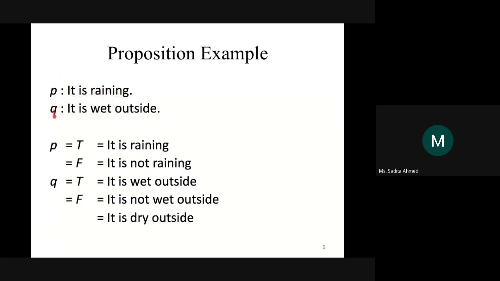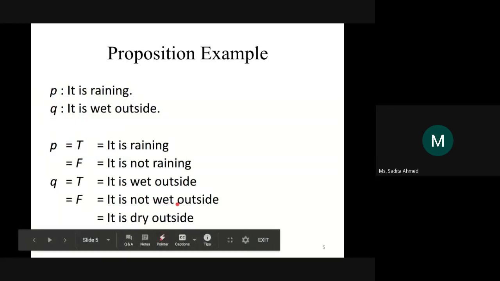Similarly, the propositional variable Q represents the statement it is wet outside. This is another example of a proposition. Again, it is wet outside can either be true or false, cannot be both at the same time. If P is true, we say that it is raining. If P is false, we say that it is not raining. If Q is true, we say that it is wet outside. If it's false, then we say that it is not wet outside, or in other words, it is dry outside. All right. Given that Q stands for it is wet outside.